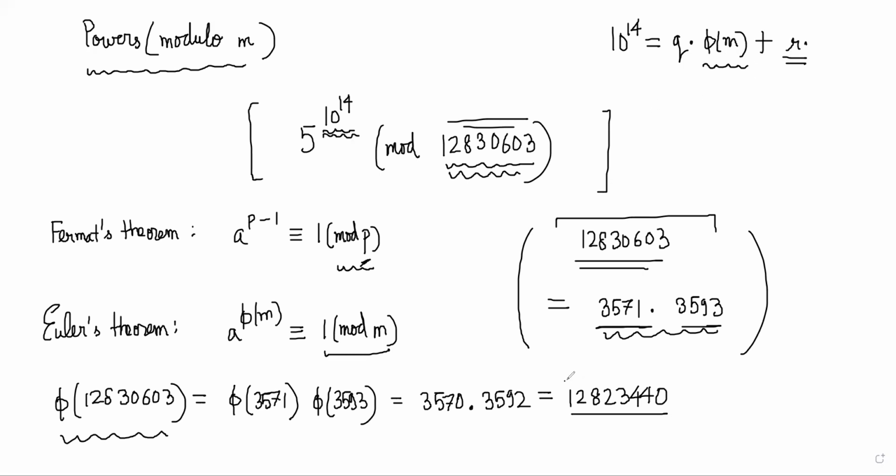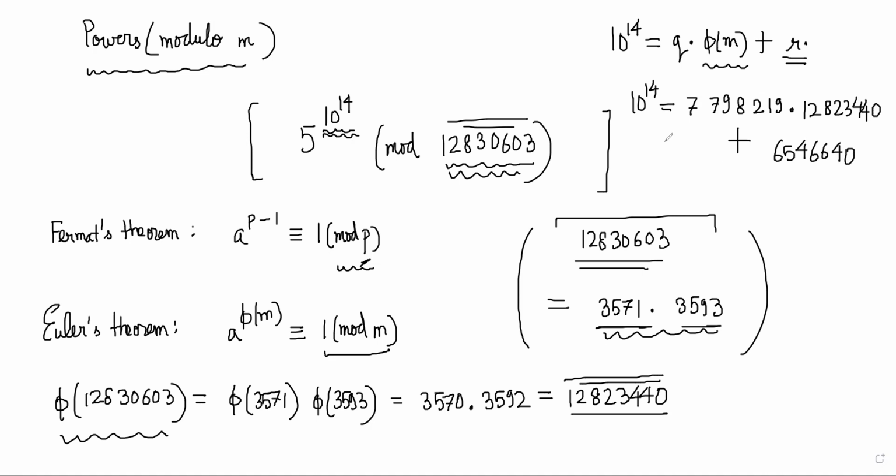Now, my phi of m is this. So I will divide 10 power 14 by 12823440, and you can calculate that. This comes out to be 7798219 multiplied by 12823440 plus a remainder, and the remainder is 6546640. So what I have done is applied the division algorithm to the numbers 10 power 14, which was the power here, and my phi of m.